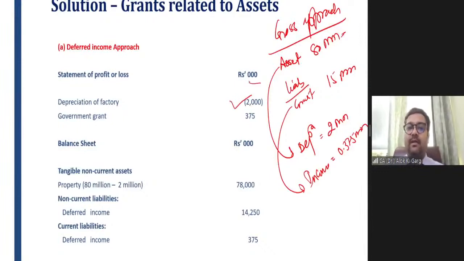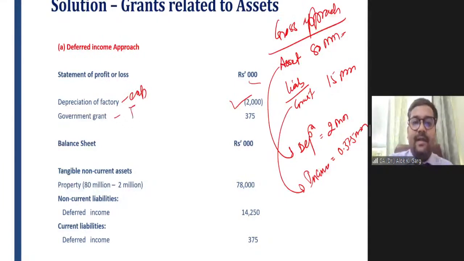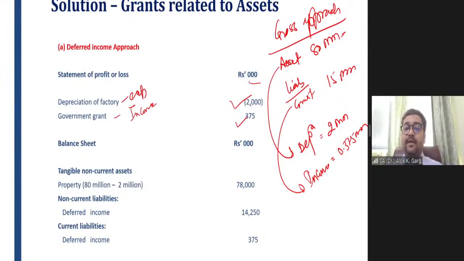Here it is an expense. Here it is an income. And the income is 3,75,000. In the balance sheet at the end of the year, of course, we are showing these accounts at the end of the year. Since we have recognized this at full value, 80 million, so 80 minus 2, 78 million has to be shown as an asset.